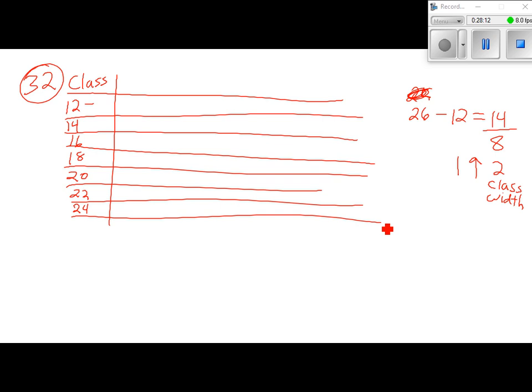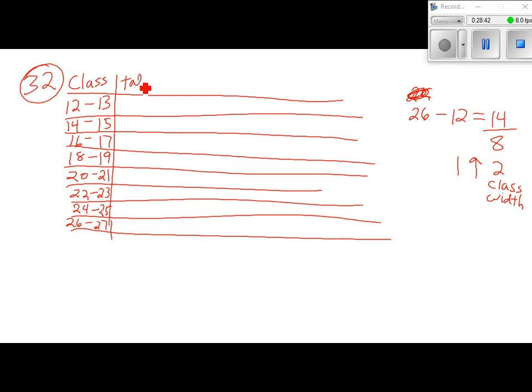1, 2, 3, 4, 5, 6, 7, 8. And then our upper limit here is what? You take the next one. 13, 15, 17, 19, 21, 23, 25, and it'll go up to there, it'll be 27. I don't know why I stopped.